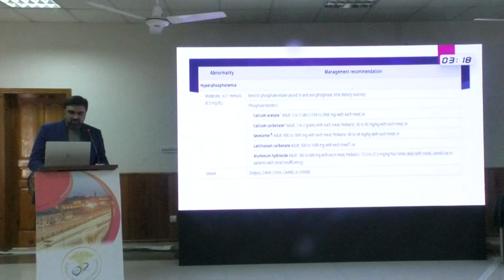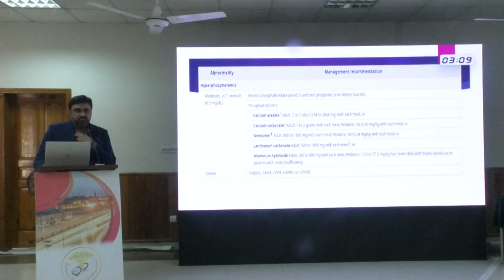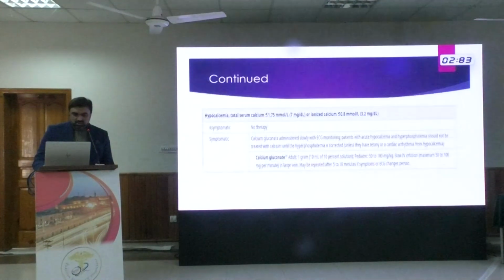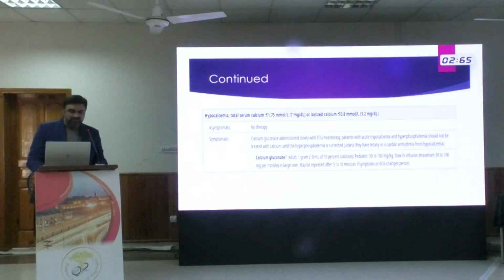So coming to the specific ones, how will we treat hyperphosphatemia? Restrict phosphate intake, avoid IV and oral phosphate, and start the patient on phosphate binders like calcium acetate and calcium carbonate. If the patient has severe hyperphosphatemia, refer the patient for urgent hemodialysis. For hypocalcemia, if the patient is asymptomatic, do not treat hypocalcemia. If the patient is symptomatic, always treat hyperphosphatemia first. Once the hyperphosphatemia has been treated, then treat the patient's hypocalcemia.